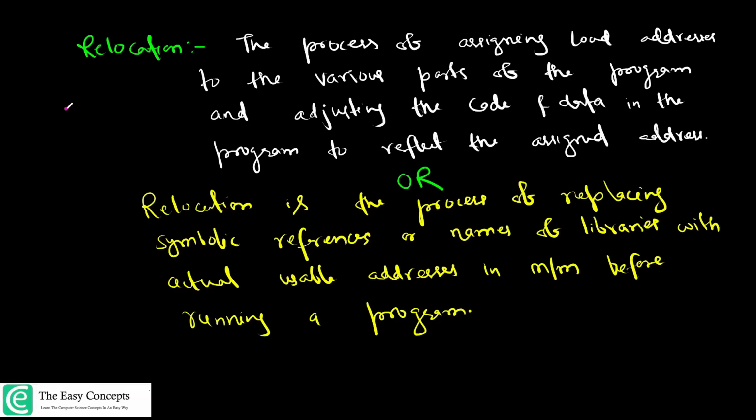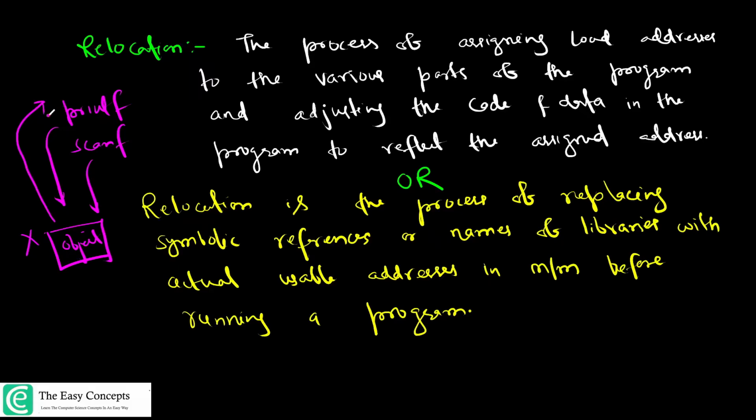Suppose you are using a function like printf or scanf. Basically you see printf and scanf, but the function's definition is not in that file, right? You need to call some other function which is stored somewhere else in the form of object code, right? Its address is, suppose, x, but when we are loading this object code into your main file, its address should be changed, right? So we are saying replacing symbolic references. This is a symbolic reference, right? And we need an actual usable address in memory before running a program.